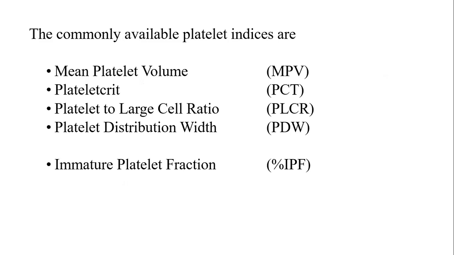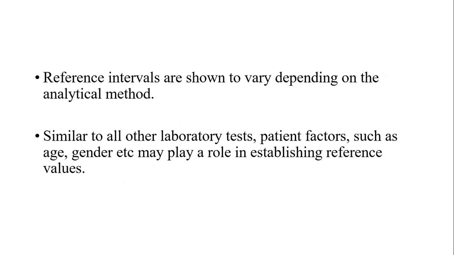The commonly used platelet indices are mean platelet volume, plateletcrit, platelet large cell ratio, and platelet distribution width. Additionally, in some full blood counts, there is another index termed immature platelet fraction. Just like all the other laboratory investigations, the reference ranges should be adjusted according to the patient's age and gender, but this is yet to be done with regard to platelet indices. Reference ranges now used in these full blood counts depend on the analytical method.